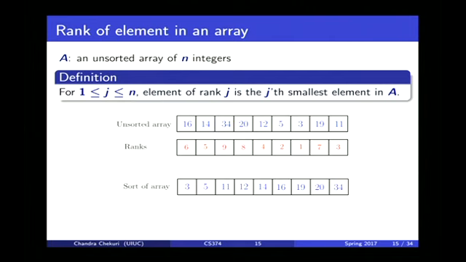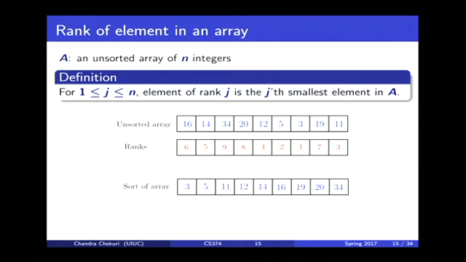Now I want to find not the 100 smallest elements, but the median of the array. What is the median of the array? It's the guy in the middle of the array, when you sort it. Remember, my array is not sorted. See, this is the unsorted array. This is the sorted array.